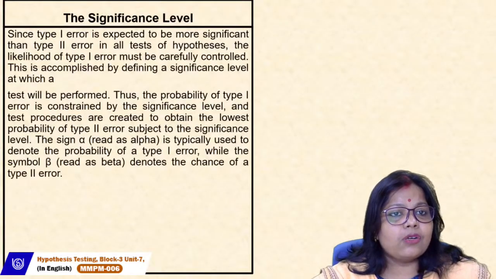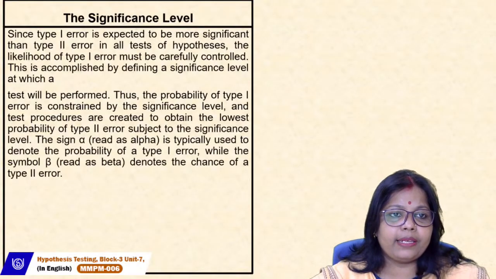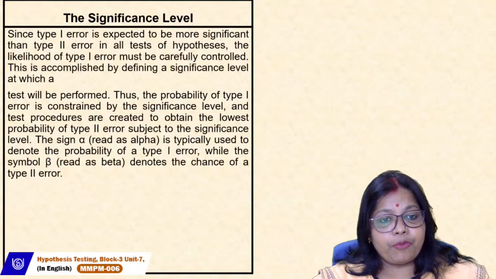Now coming to the third concept of the testing of hypothesis, it is level of significance. Since type 1 error is expected to be more significant than the type 2 error in all tests of hypothesis, the likelihood of type 1 error must be carefully controlled. So this is accomplished by defining a significance level at which a test will be performed.